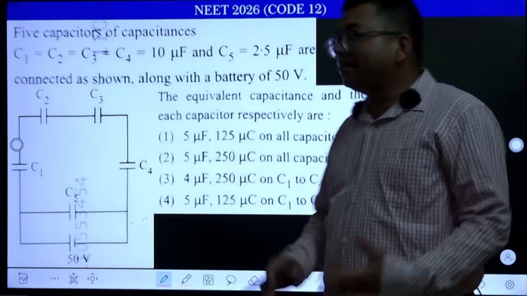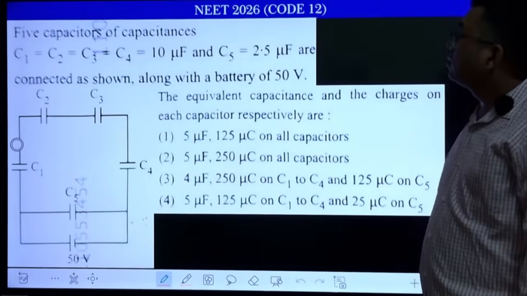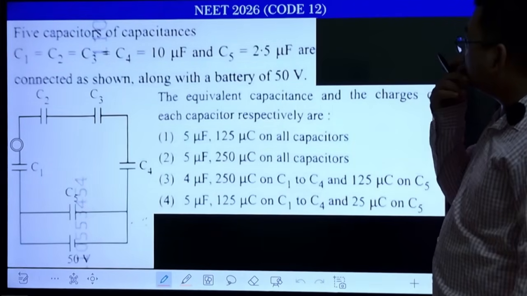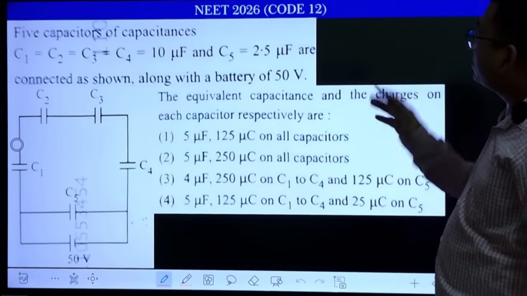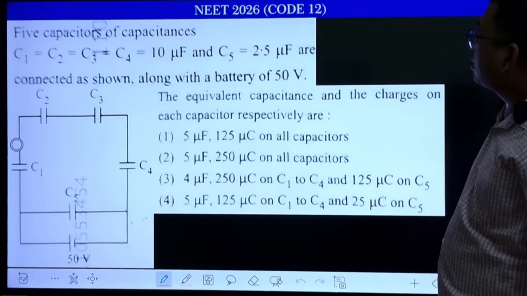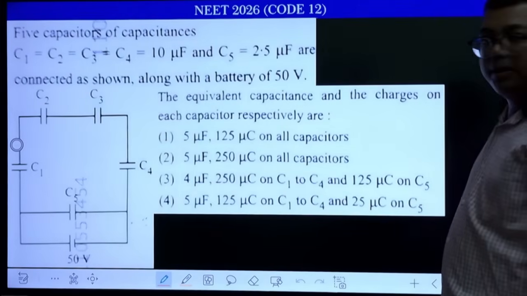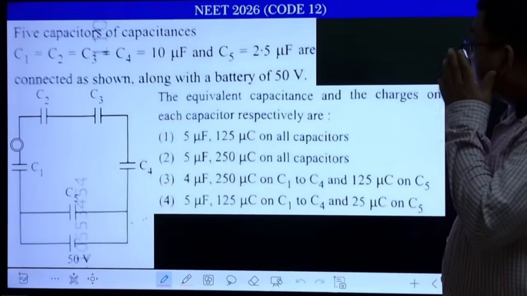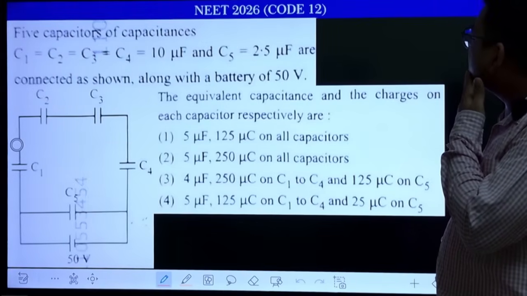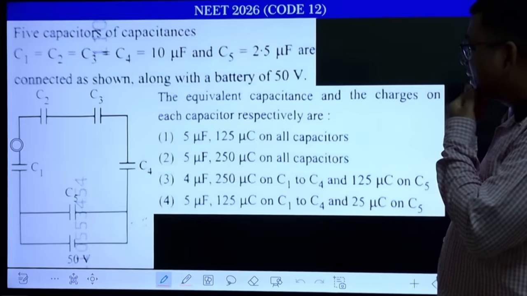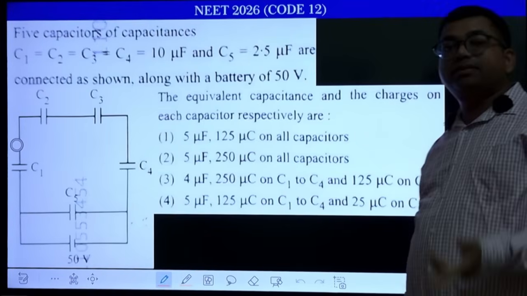5 capacitors are given. All these 4 capacitances are equal here, and the 5th capacitance is given different, connected like that along with the battery. Battery is there. Okay, now what is the question? The equivalent capacitance and the charges on each capacitor respectively. Equivalent capacitance we need to find out.